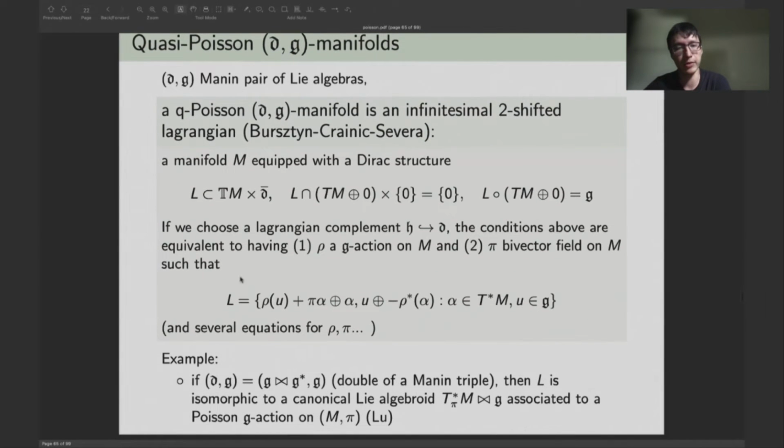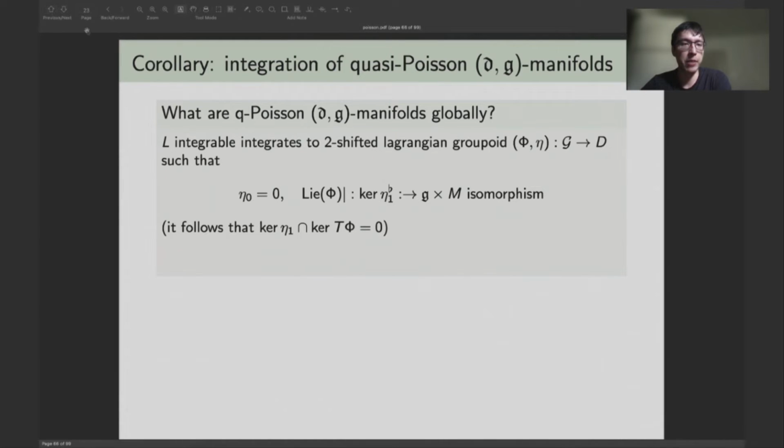So one of the most fundamental examples of that is given by Poisson actions of Lie bialgebras on Poisson manifolds. And in this case, this Dirac structure was defined previously by Lu, just as a Lie algebra, right? The observation that it is a Dirac structure inside a certain current algebra was made later. So now we can apply this integration result to these quasi-Poisson DG manifolds. So if we have a quasi-Poisson DG manifold such that its associated Dirac structure is integrable, we can produce a two-shifted Lagrangian groupoid that has some special properties that remember the fact that this L came from a quasi-Poisson manifold.